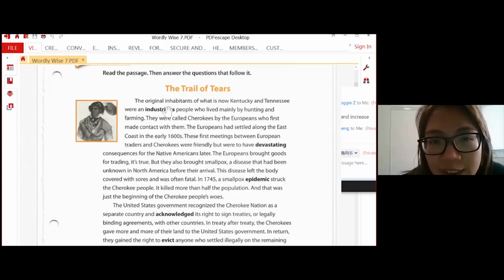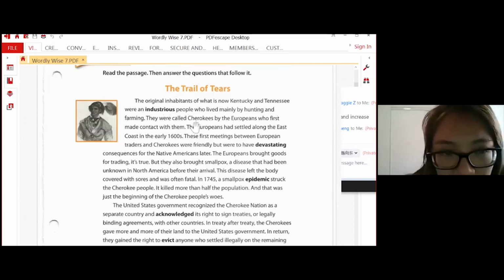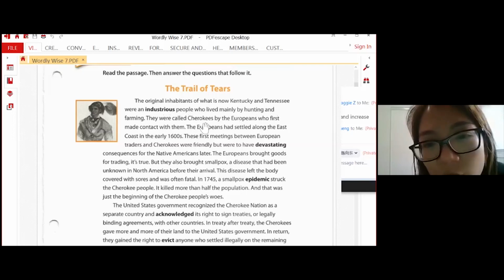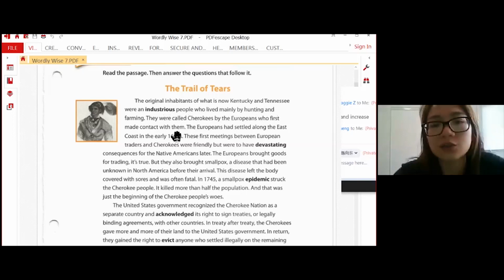The original inhabitants of what is now Kentucky and Tennessee were an industrious people who lived mainly by hunting and farming. They were called Cherokees by the Europeans who first made contact with them. The Europeans had settled along the East Coast in the early 1600s. These first meetings between European traders and Cherokees were friendly, but were to have devastating consequences for the Native Americans later.